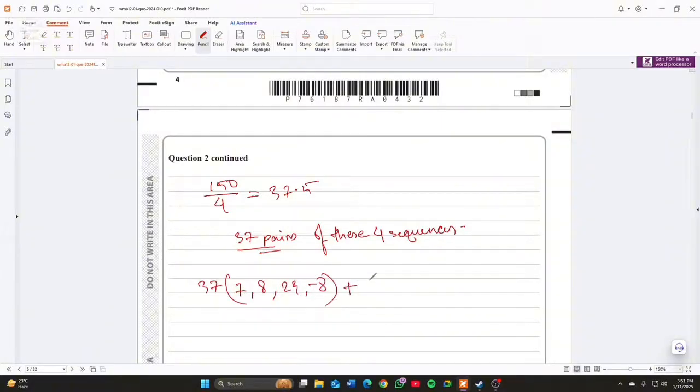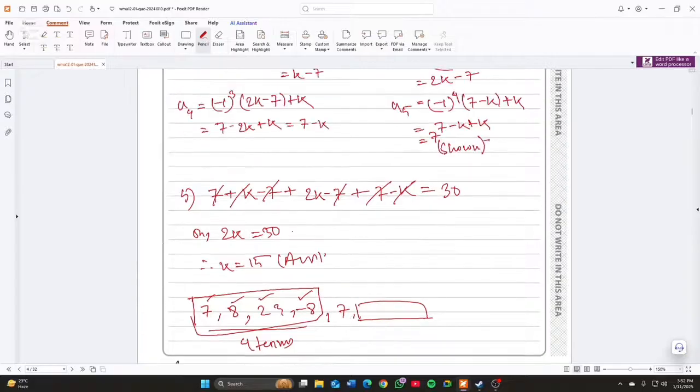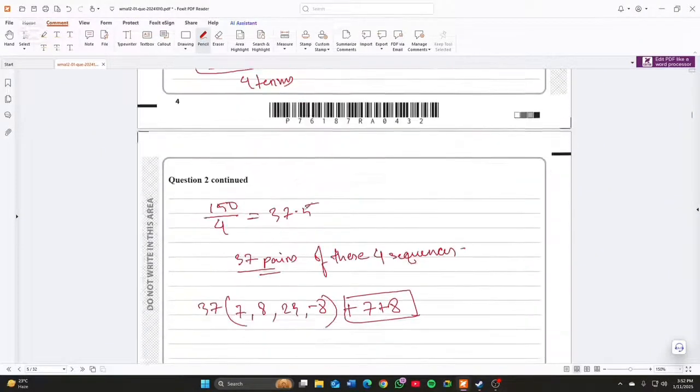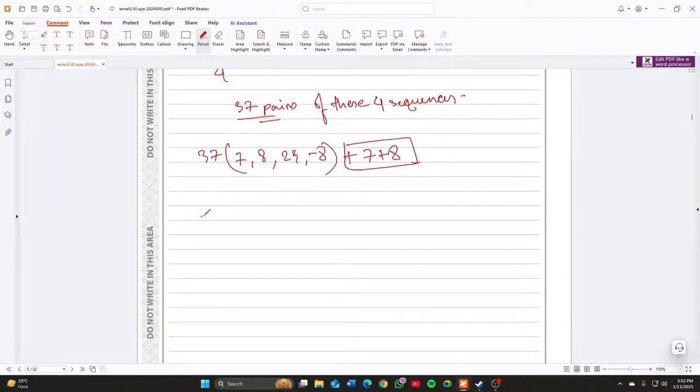But plus, we will have two more values. The next iteration will begin with 7. Therefore, the 38th iteration will begin with 7, so 7, and then another value which is 8. So these two will be left out since they are not forming a full group. That means the summation up to the 150th term would be this value.